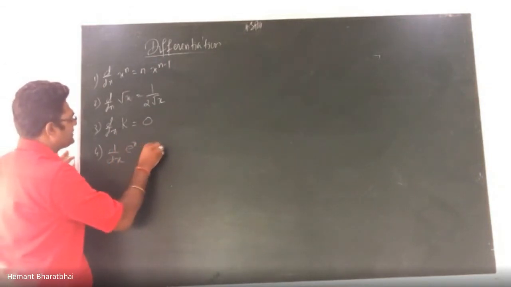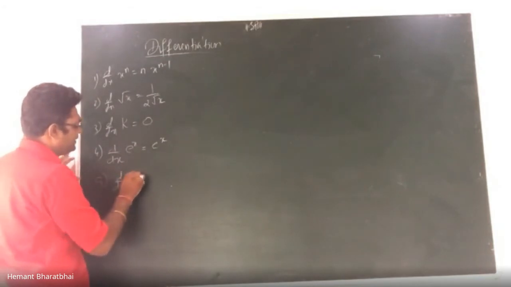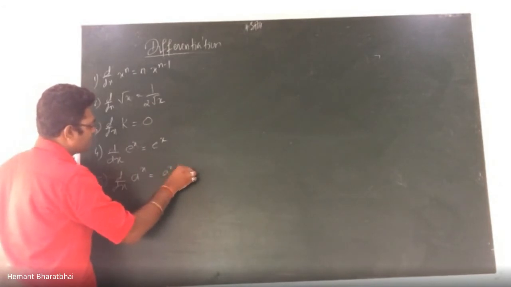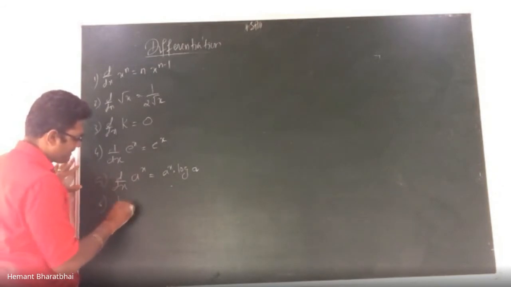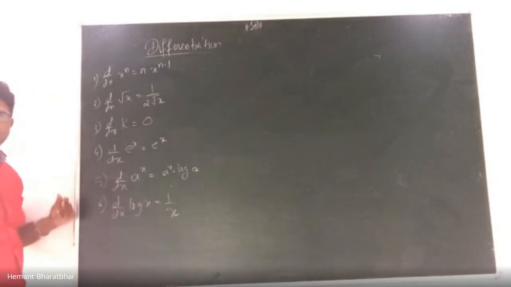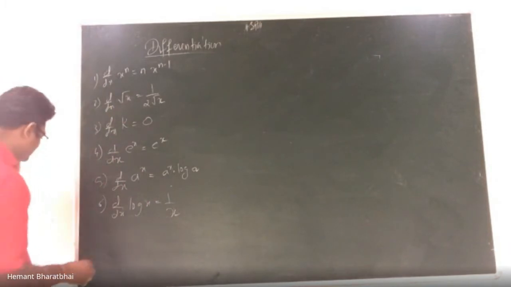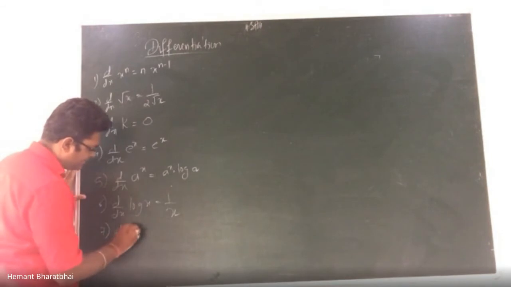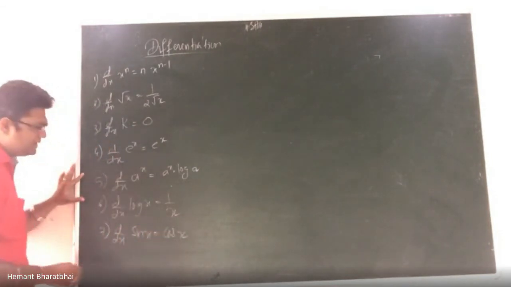Derivative of e raised to x is e raised to x. Derivative of a raised to x is a raised to x into log of a. Derivative of log x is 1 by x. All this can be derived using the first principle, but we are not going to waste time on that. Then the derivative of sin x is cos x. This is what we have already derived.